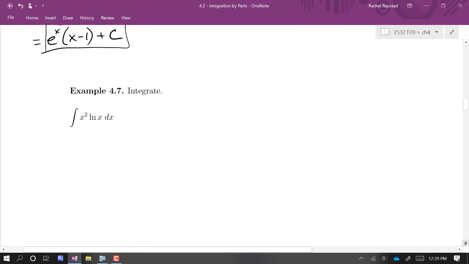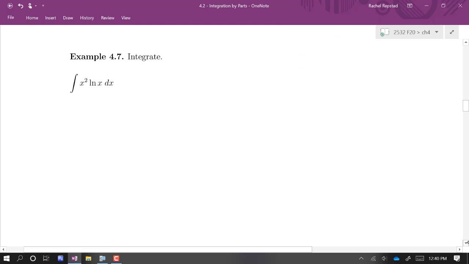So let's try another one. Maybe you want to pause the video now and have a try at what you might pick for u and dv before I tell you what I'm going to pick. Here, I'm going to let u equal ln x. Now, you might be thinking, why would we let u equal ln x? That doesn't necessarily get simpler when we take its derivative, unlike the power of x, because powers of x definitely get simpler when you differentiate.